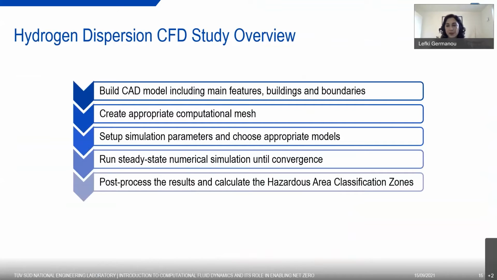At this point, I would like to give a brief overview of the hydrogen dispersion study we performed. First, we built a CAD model, including the main features, buildings, and boundaries. Then we created an appropriate computational mesh. We set up the simulation parameters and chose appropriate models. Afterwards, we ran a steady-state numerical simulation until convergence. And finally, we post-processed the results in order to calculate the hazardous area classification zones.